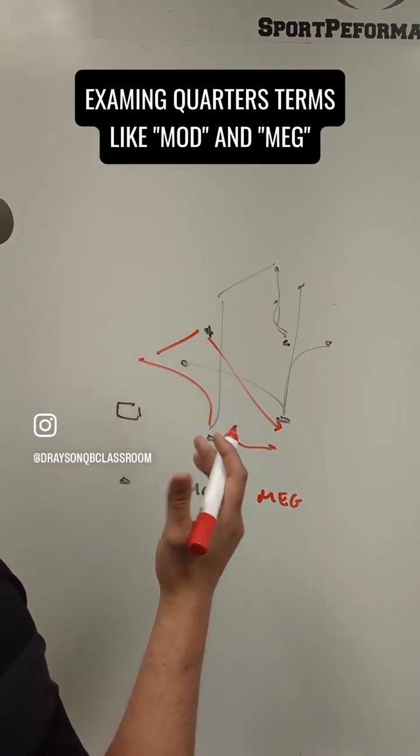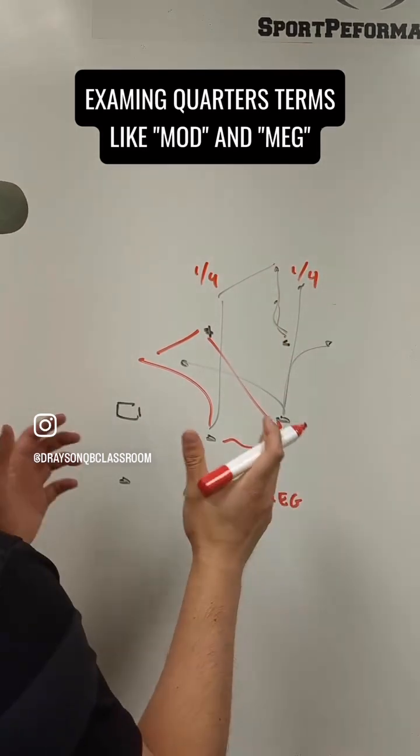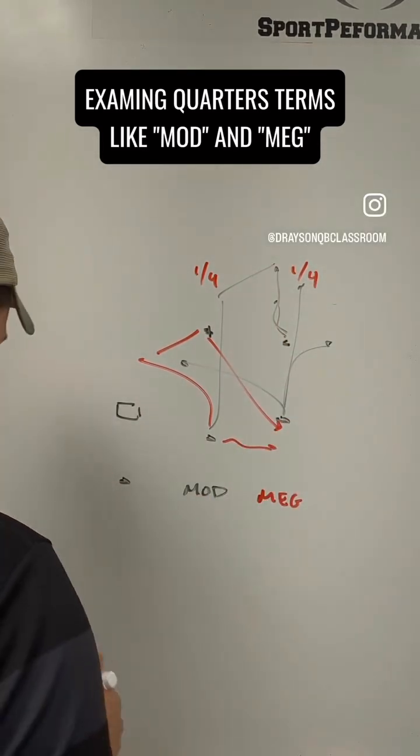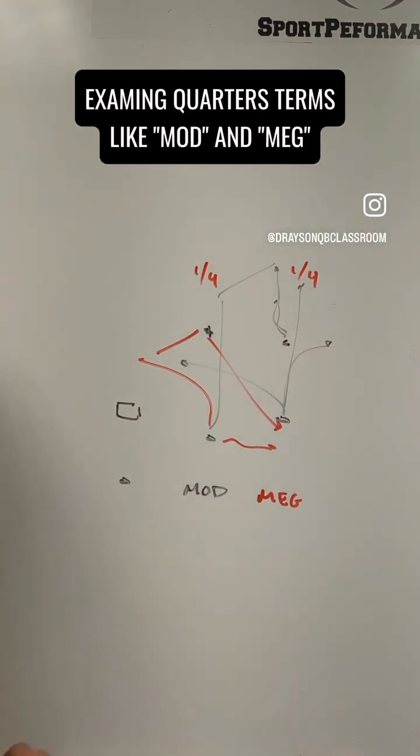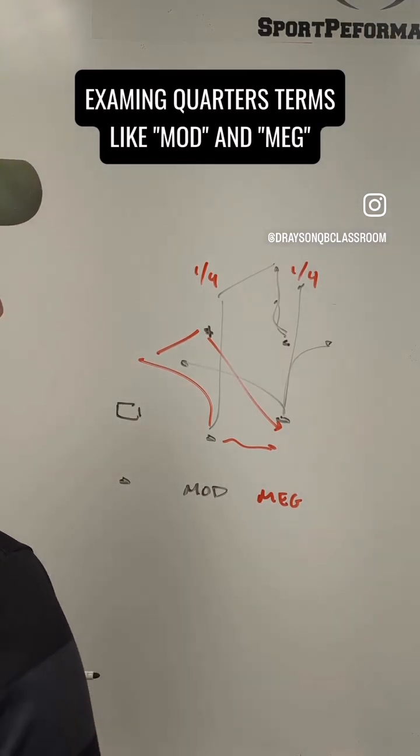Very few forms of quarters are now truly just playing a quarter and quarter. Most teams playing a modern cover four are playing a pattern match system, which means as an offense, what we want to do is then try to occupy and replace.